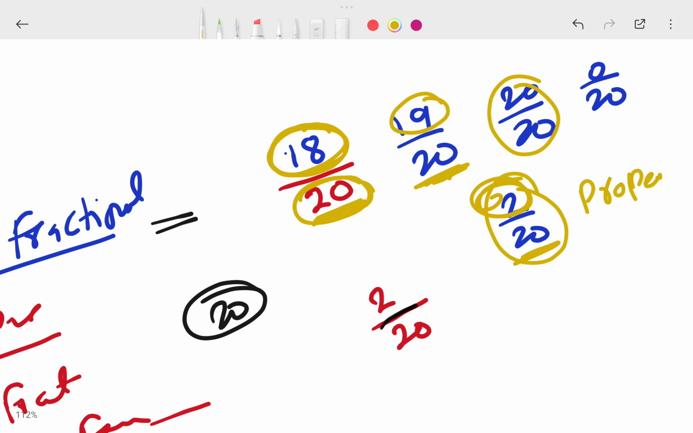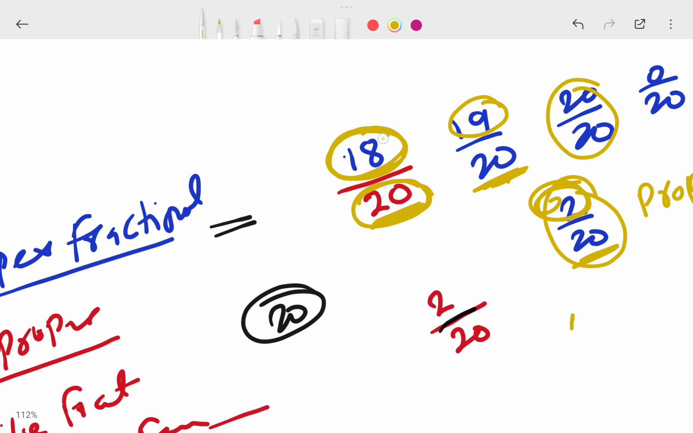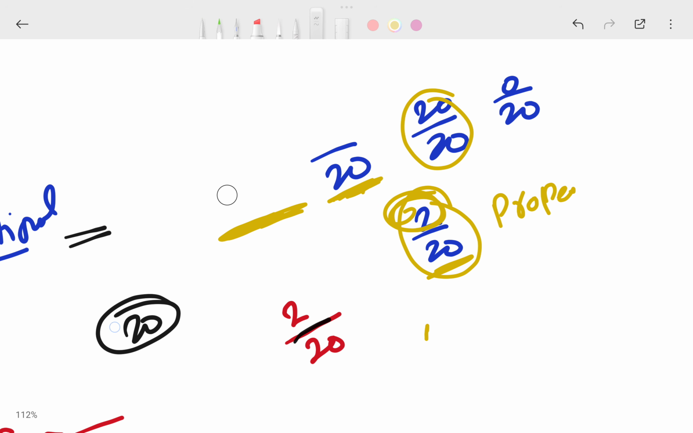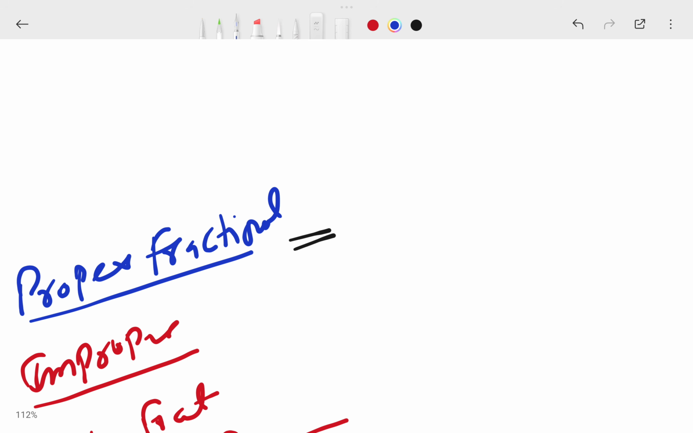So always remember, how will you find the proper fraction? If the upper number is equal to or less than the denominator, the down number, then it is a proper fraction, okay? Otherwise it is not a proper fraction, okay? That is the improper fraction. I will take an example. Like this, 5 is there and this 10 is there. Is it proper or not? It is a proper fraction. Why? Because this is 10, so the upper part is equal to 10 or less than 10, so it is less than 10, so then it is proper.